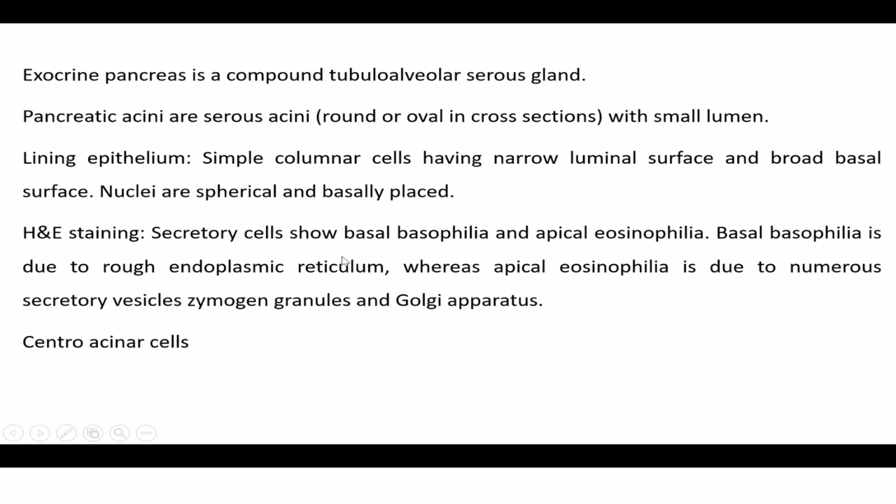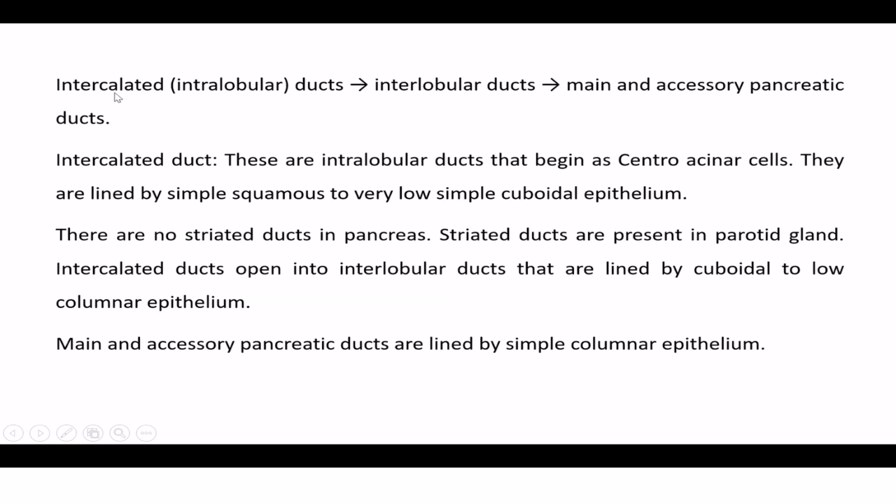In H and E staining, secretory cells show basal basophilia and apical eosinophilia. Basal basophilia is due to rough endoplasmic reticulum, whereas apical eosinophilia is due to numerous secretory vesicles, zymogen granules, and Golgi apparatus. And there will be centroacinar cells. So these centroacinar cells are the cells which line the beginning of the intercalated ducts.